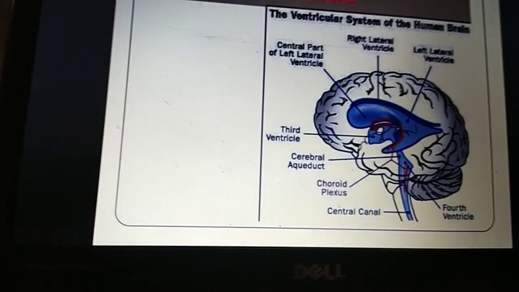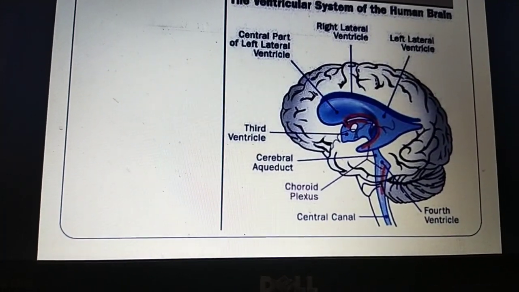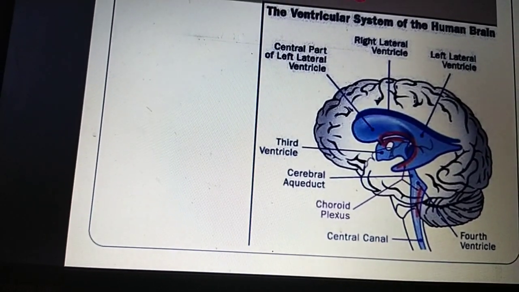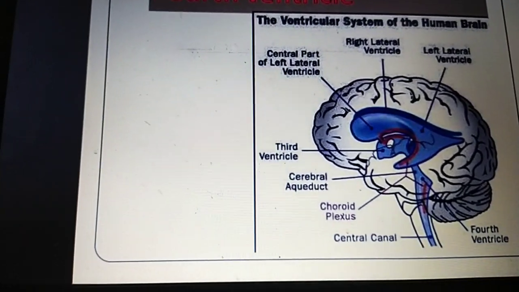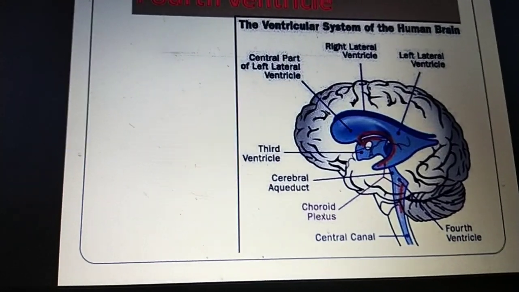Now we can go for the fourth ventricle. It is present opposite to the brain stem, and it connects with the third ventricle by the cerebral aqueduct and is continuous with the central canal.